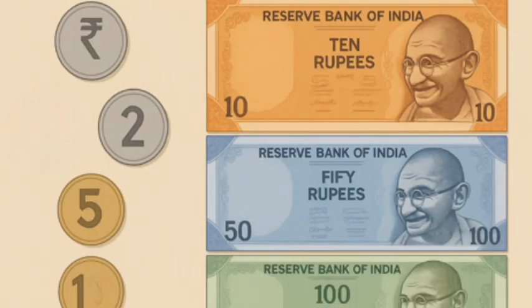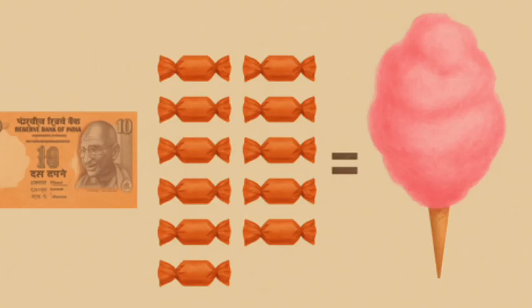Today, we use money. We use coins and notes to buy what we want. They have values like 1 rupee, 2 rupees, 5 rupees, 10 rupees, 50 rupees, 100 rupees, and more. Let's see some examples. One 10 rupee note can buy 10 toffees. The same 10 rupees can also buy one Hawa Mithai, cotton candy. That means both toffees and Hawa Mithai cost 10 rupees, but Hawa Mithai costs more per piece.